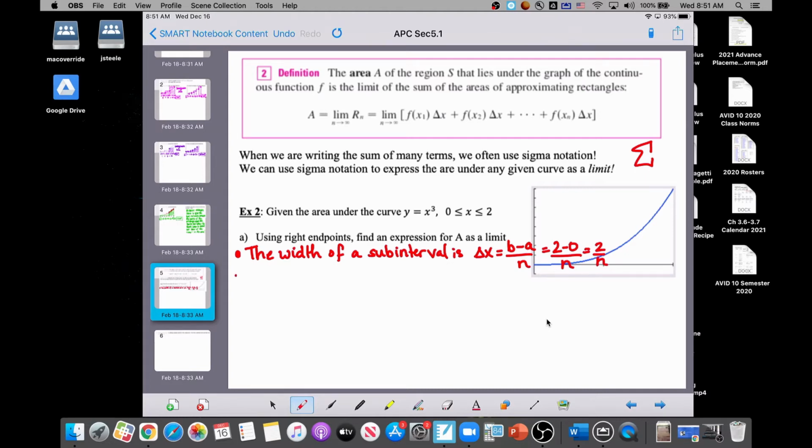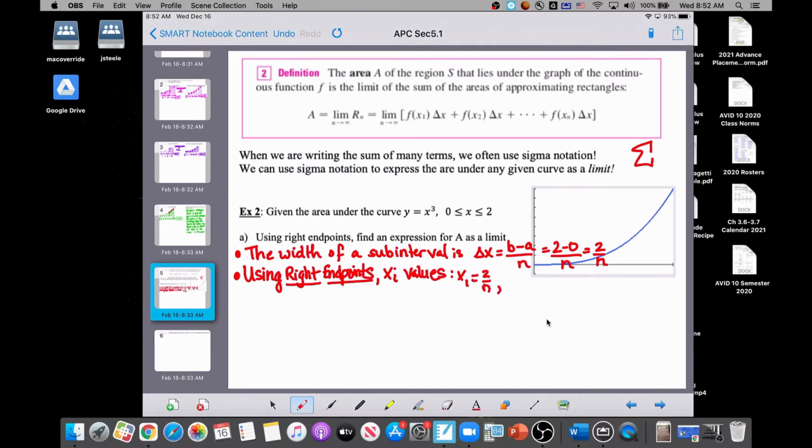And then we have to figure out, well, what are our endpoints going to be then for our rectangles? And since we're using right endpoints, our x sub i values, that's what we call them, those are the endpoint values. Well, the first one, again, using a right endpoint, would be just whatever 2 divided by n is, right? Because that would be the length of the first interval. So, whoops, I should say x sub 1 is going to be equal to 2 divided by n.